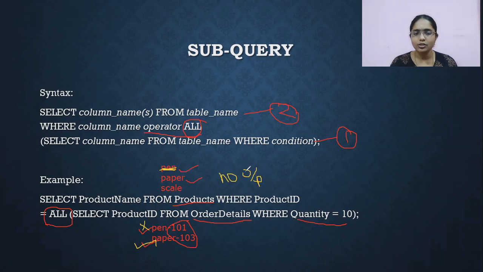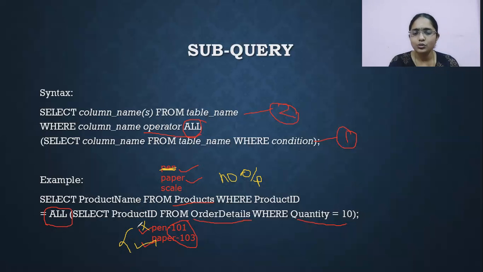The reason is, in case of any, when any of the values is there in your outer table or outer condition, it will be executing. In case of all, all the products should be present in your outer query result. If it is not there, it will never throw you output. This is a major difference between any and all.